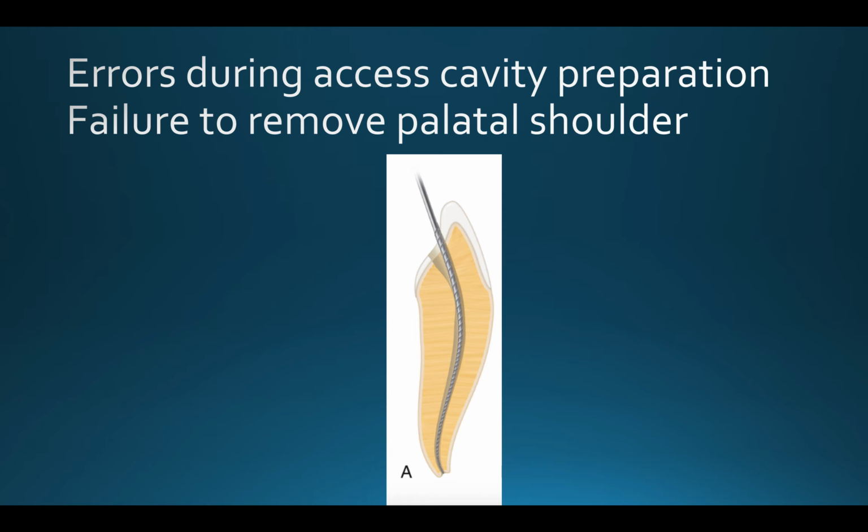If we fail to remove it using Gates-Glidden, then our file will be deflected and the access cavity will not provide straight-line access to the apex of the tooth. So the instrument will not be able to touch all canal walls because it will be deflected labially. Therefore, the instrument will be working under stress, causing a fracture of the instrument or unnecessary cutting of tooth structure or radicular dentine in areas, and failure to clean the lingual wall of the canal.